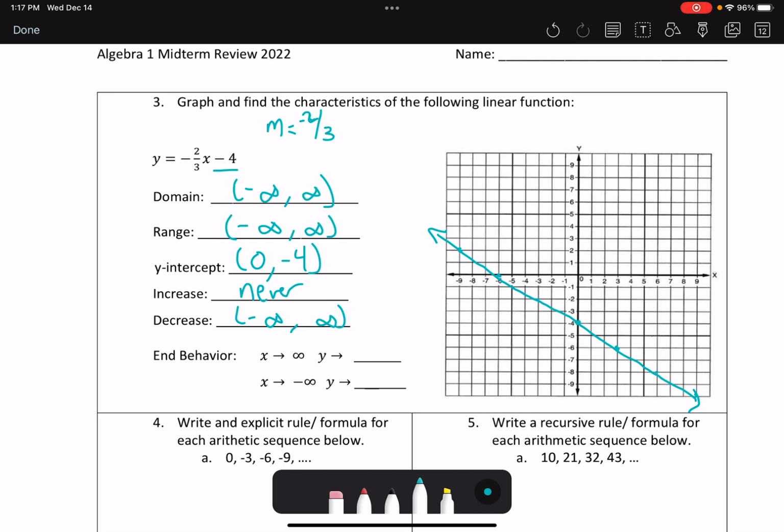Then if I look at my end behavior, when x approaches positive infinity, that's going to be on the right-hand side of my graph, my y value is approaching negative infinity. And when x approaches negative infinity, so this is the left-hand side of my graph, my y value continues to go up, so it's going to approach positive infinity.